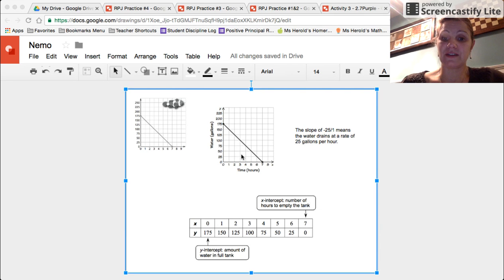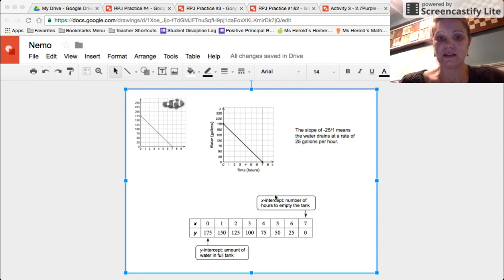an hour for 25 gallons to drain. That's actually the slope right there, because the amount of gallons is decreasing while the time runs on. So the rise, or in this case the fall, is -25, and the run is 1, because that's the number of hours for every 25 gallons. They made the table down at the bottom. You can see where the x and y intercepts are.